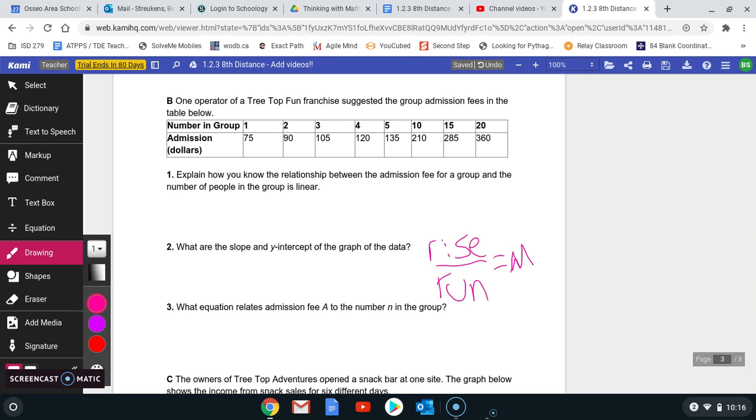And then what equation relates admission fee A to the number n in the group? So now you're going to take the data from the table and put that into an equation. Helpful hint: the equation has both the slope and the y-intercept in it. So once you find the slope and the y-intercept, the equation should be easy.